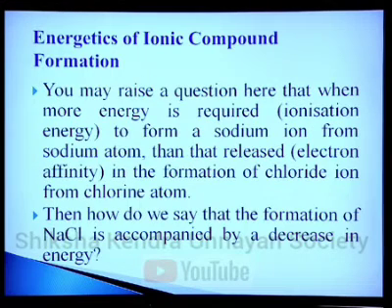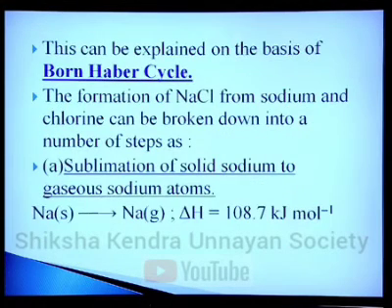Energetics of the ionic compound formation. You may raise a question here: when more energy is required as ionization enthalpy to form a sodium ion from sodium atom than is released as electron gain enthalpy in the formation of chloride ion from chlorine atom, then how do we say that the formation of NaCl is accompanied by a decrease in energy? This can be explained on the basis of Born-Haber cycle. The formation of sodium chloride from sodium and chlorine can be broken down into a number of steps. First stage, sublimation of solid sodium to gaseous sodium atoms.